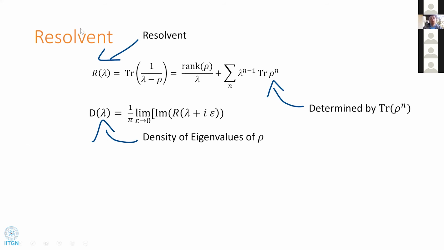And if we can compute this resolvent, then by taking its imaginary part in the limit where i epsilon goes to 0, we're able to find the eigenvalue distribution for rho, and then we can find everything, including the von Neumann entropy of rho.